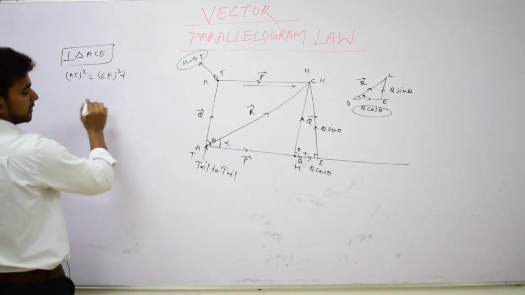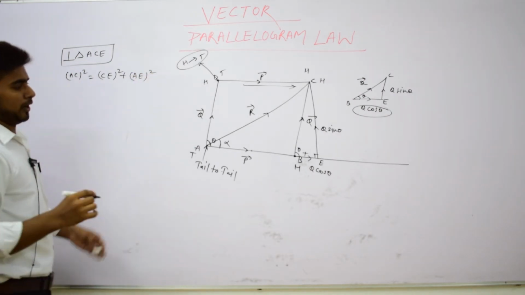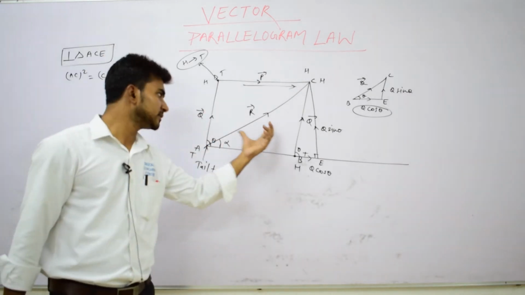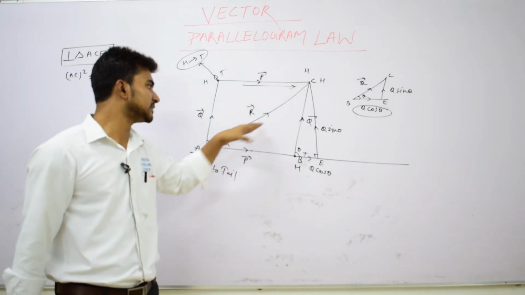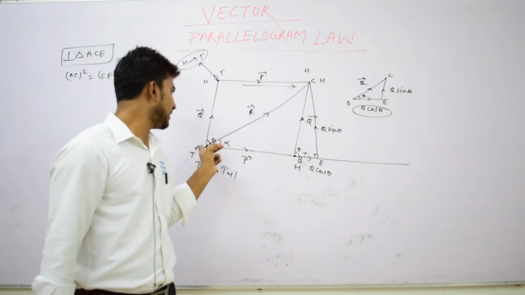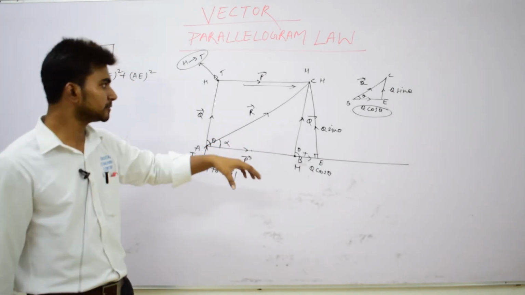So CE square plus AE square. Now we have to just substitute the vectors in the side direction. Let R be the resultant vector which is applying in the AC direction. So in place of AC I am going to put this R.